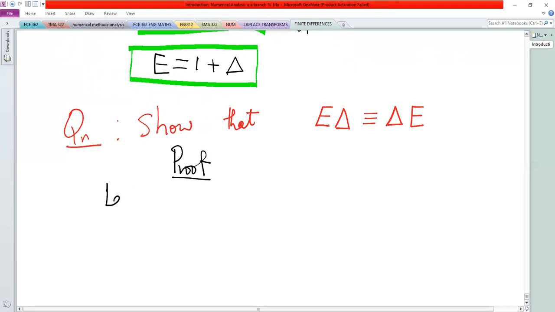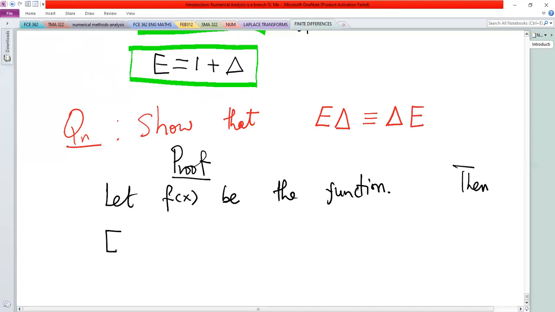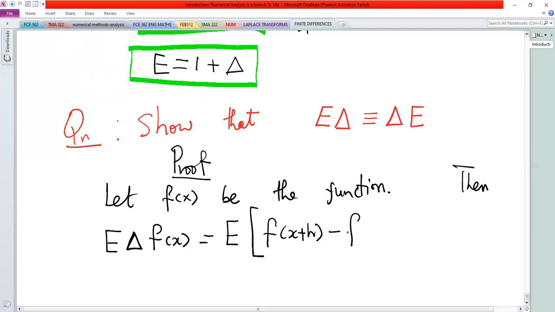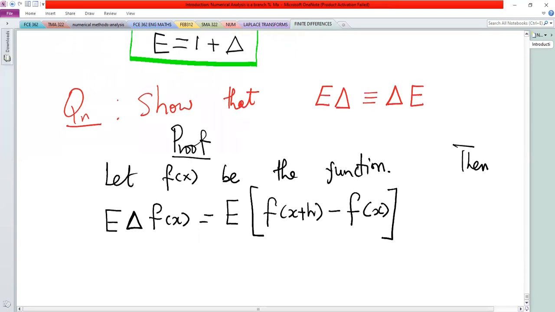So here, let f of x be the function. Then shift forward of f of x will be given by shift of, the definition of forward of f of x, which is f of x plus h minus f of x, which will give us the shift of f of x plus h minus the shift of f of x.